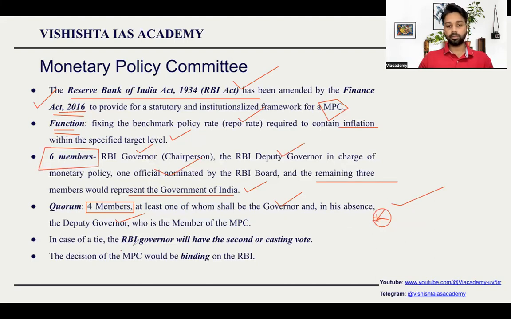In case of a tie, because 6 members are there, sometimes it will become that 3 people will vote for something, 3 people will be voting against it. So in case of a tie, the RBI governor will have the second casting vote. This will be the decisive vote. And whatever decision was taken by the Monetary Policy Committee, it would be completely binding on the RBI.